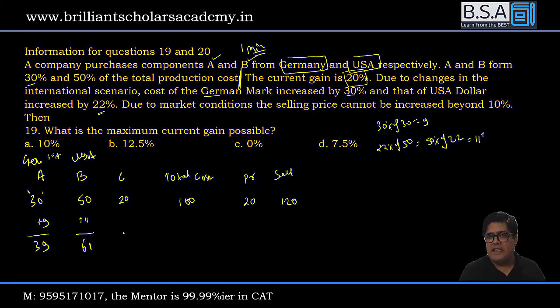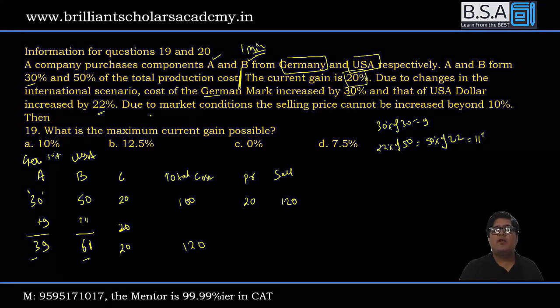इसमें कोई चेंज नहीं है. You did not perform any change. You do not change C. कोई बात ही नहीं हुई ना other products की. Now can I say because these prices have increased, total cost will also go up. 39 plus 61 is equal to 100. So total cost now is 120.